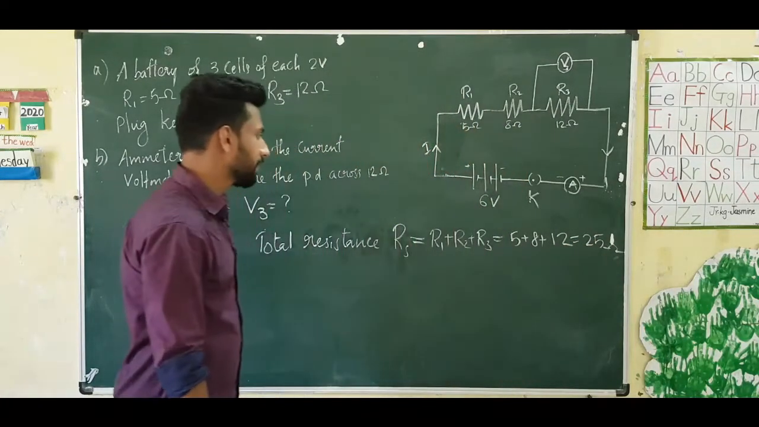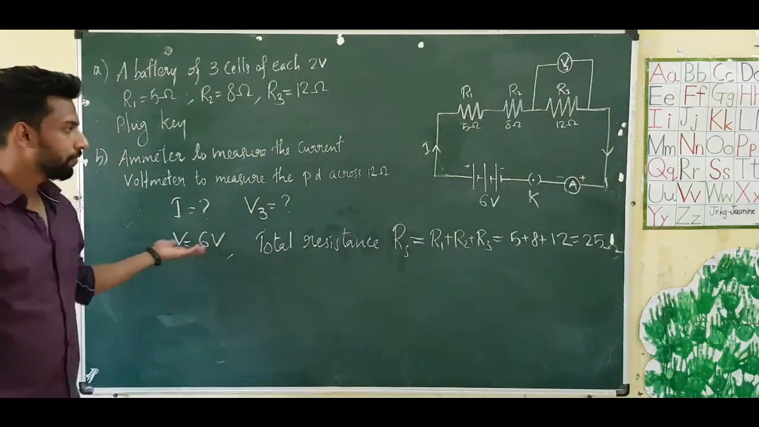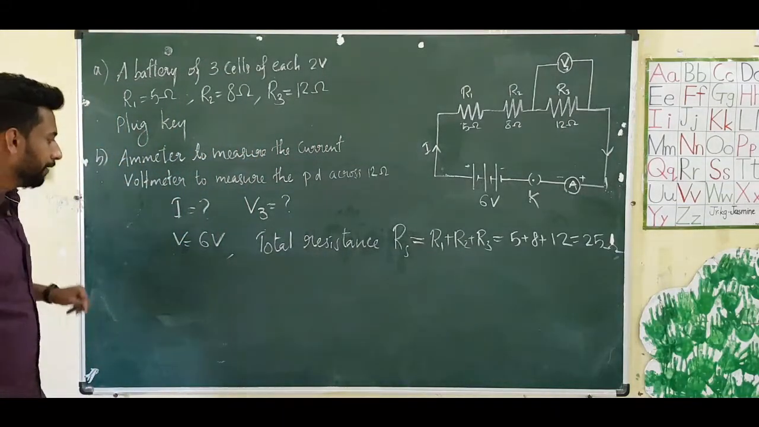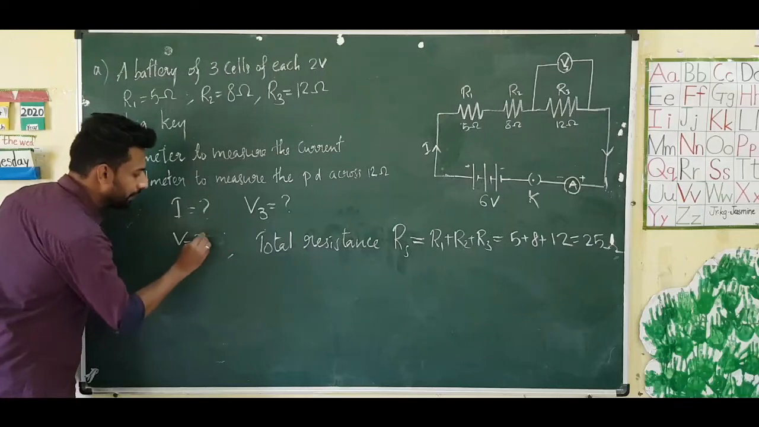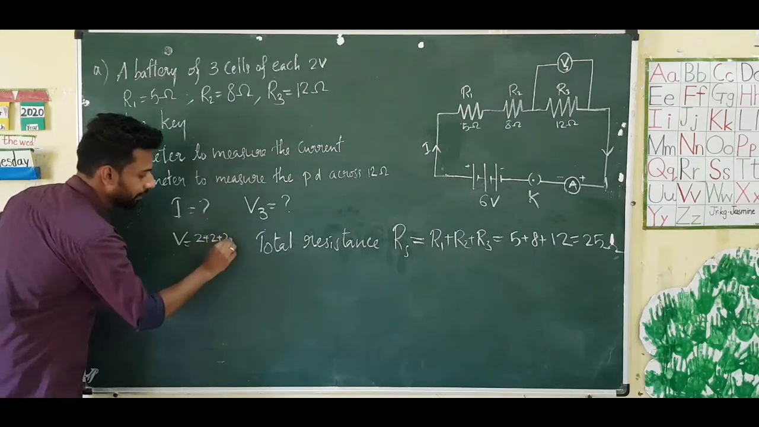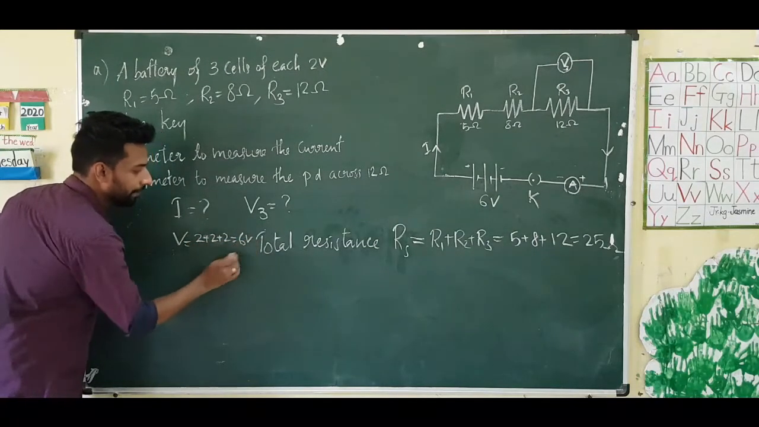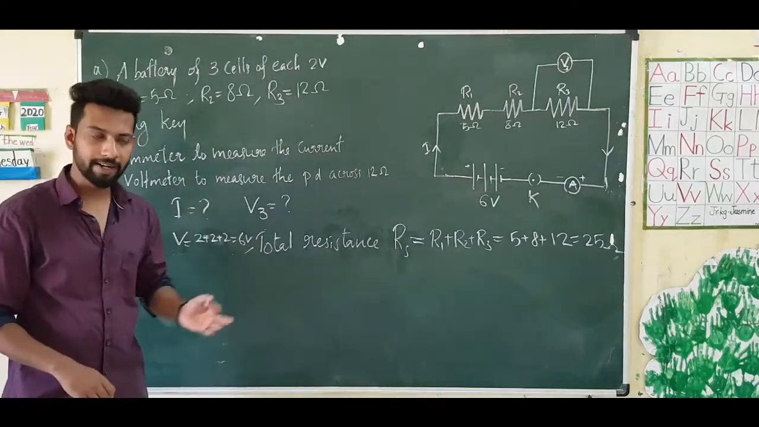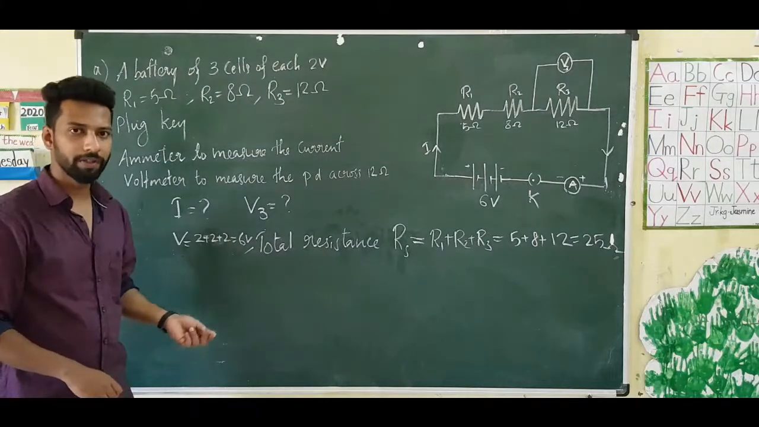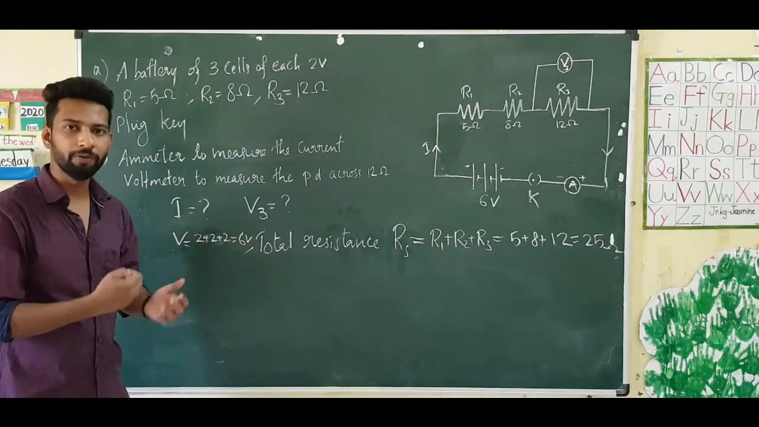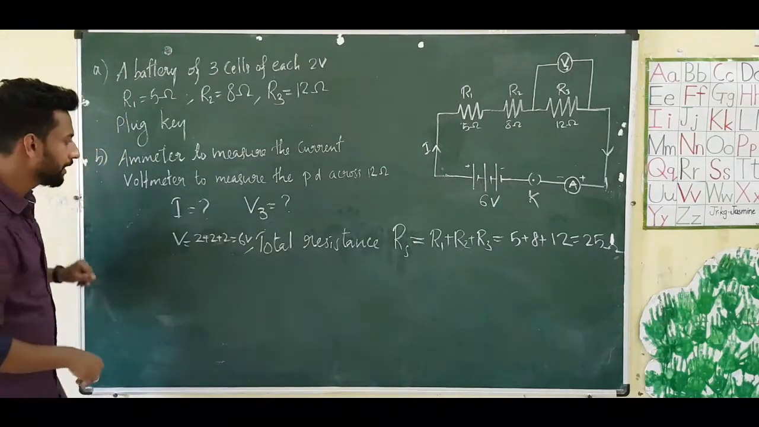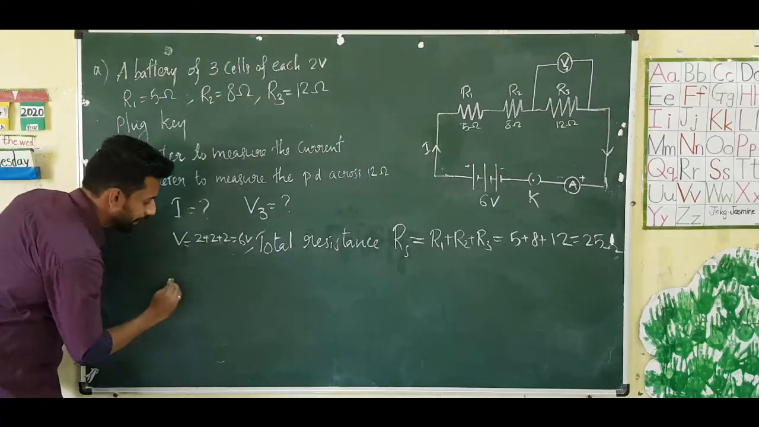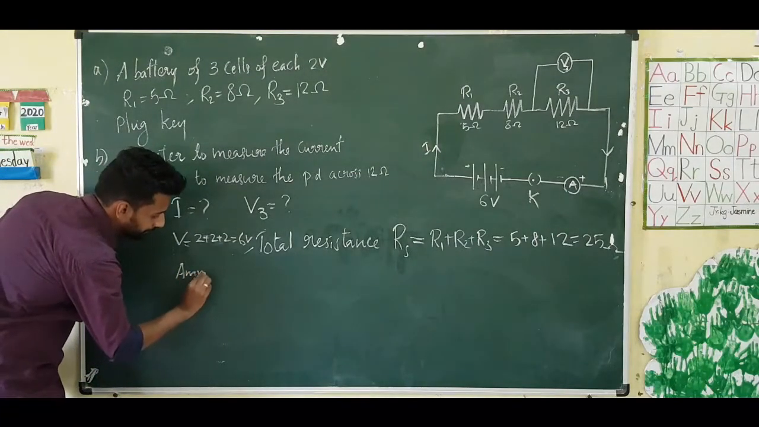So we have R equal to 25 ohm and V is already given, that is equal to 6 volt. If you have doubt, you can write 2 plus 2 plus 2, that is equal to 6 volt, because in the question they have mentioned that a battery consisting of 3 cells, each having the value 2 volt. So this is the method how you have to calculate the total potential difference. Now we can find the current flowing through the circuit, that is the ammeter reading.